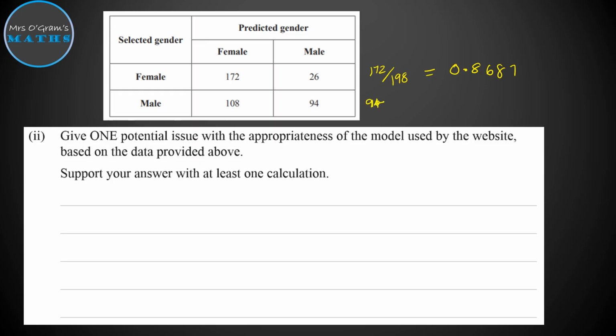But for the males, we only have 94 correctly predicted out of 202 in total, and that gives us a success rate of 0.4653, which is quite a difference between the two gender groups. So I would say the potential issue here is that it's more accurately predicting females, or perhaps over predicting on the female side of things, and not balanced out well for the males.